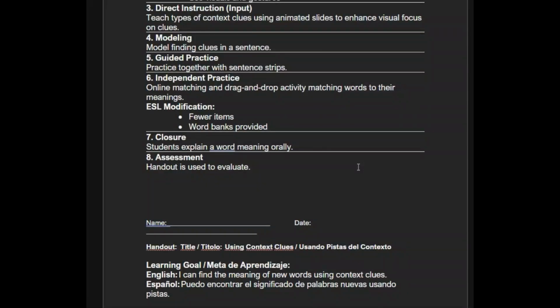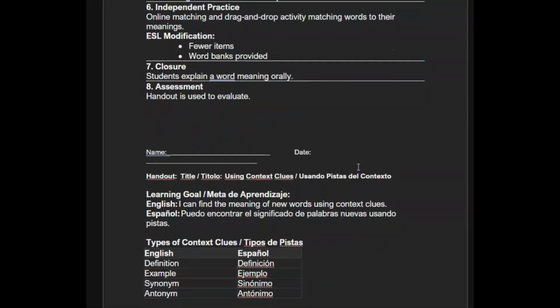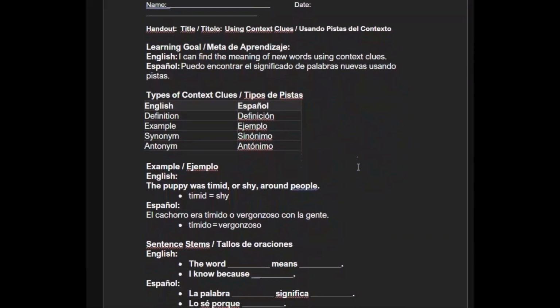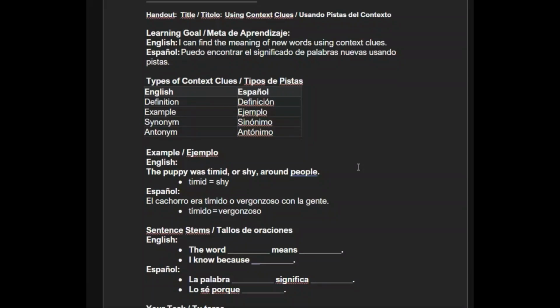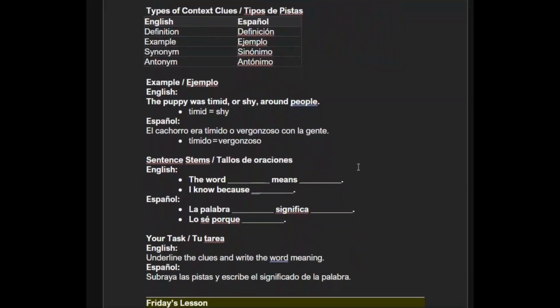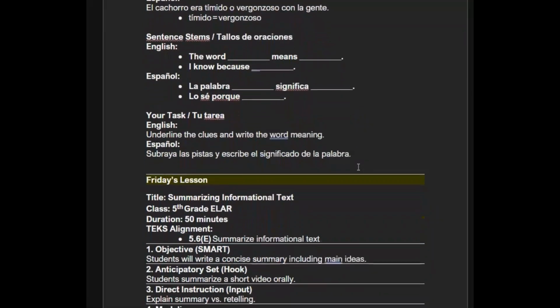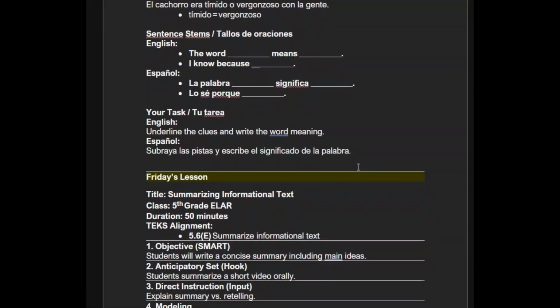For ESL modifications, we're going to probably have fewer items and word banks provided so they can actually choose from a predetermined list. Now, students will explain word meanings orally at the end, and for the assessment, the handout that follows will be used to evaluate. The handout again is going to go over the learning goal, the types of context clues, give some examples, sentence stems again, and at the end their assignment is going to be to underline the clues and write the word meaning.